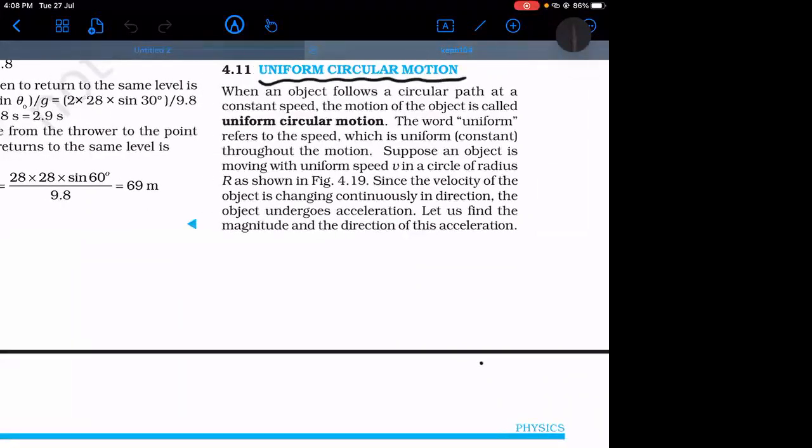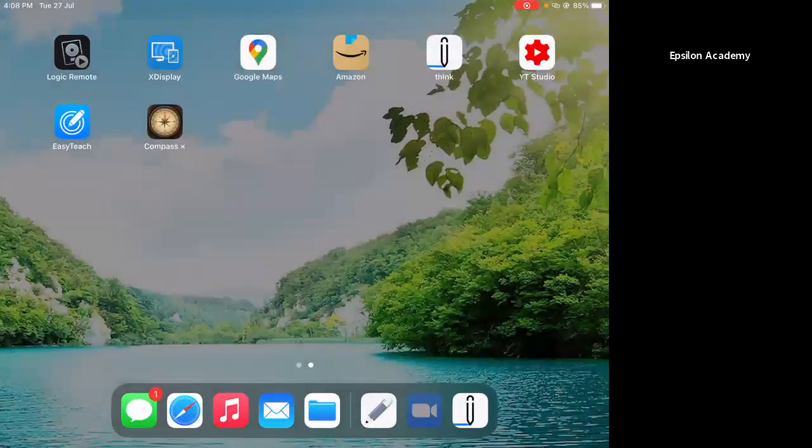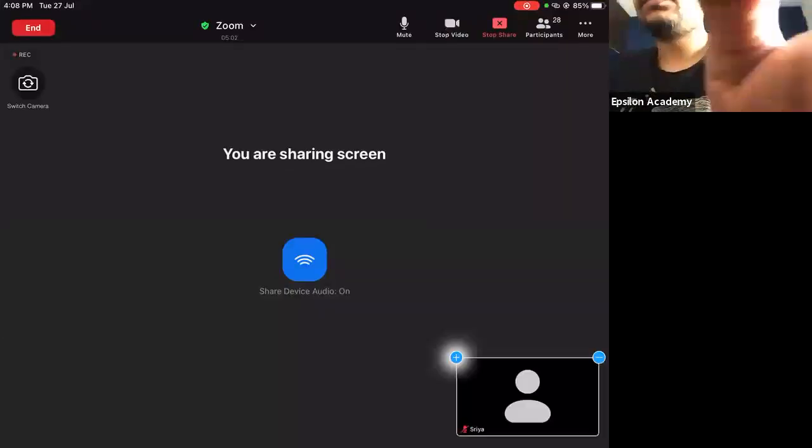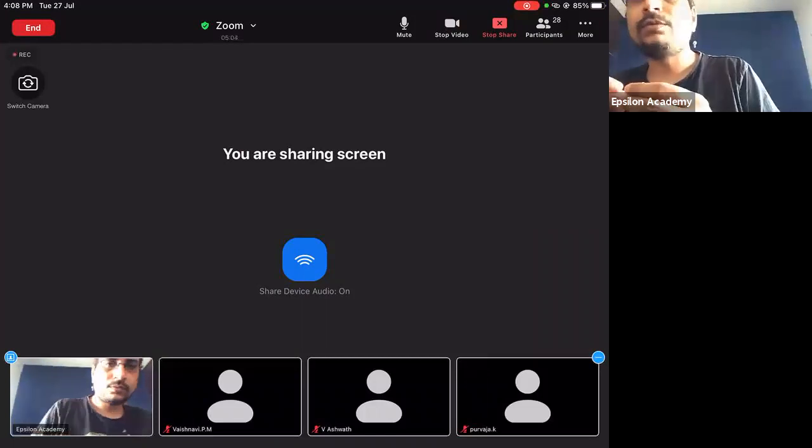See, listen. What do you mean by uniform circular motion? The first place, you guys know what a circular motion means, right? So what do we mean by circular motion? I want to show you a small demonstration of how to visualize it. I hope I'm visible, right?